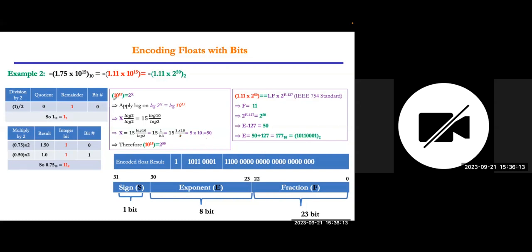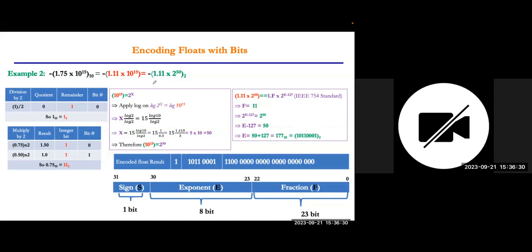So 10 to the power of 15 is equal to 2 to the power of x, and the x value is 50. So 2 to the power of 50. So you can replace this 10 to the power of 15 with 2 to the power of 50. So this is the binary conversion.